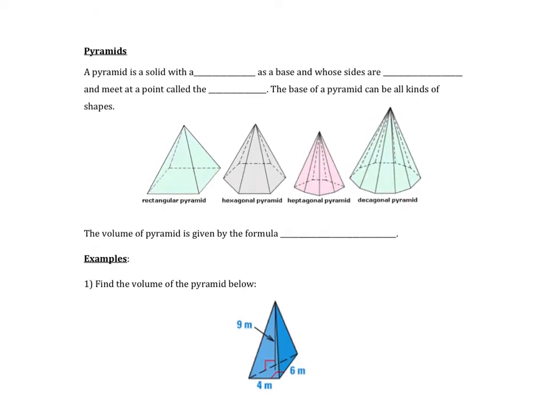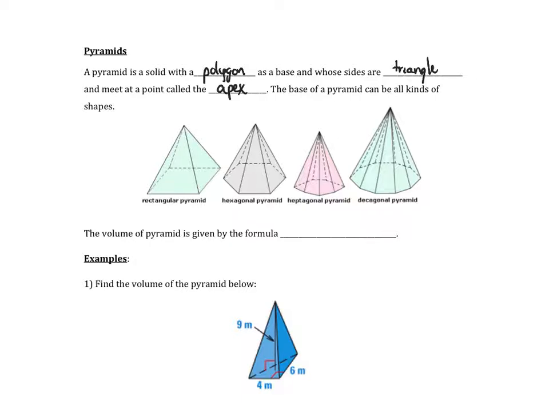Pyramids, okay. Pyramid, let's get into those. A pyramid is a solid with a polygon as a base and whose sides are triangles that meet at a point called the apex. You would have heard that in everyday life. The apex of something is like the top, right? And usually the apex in a pyramid would be the top of the pyramid, right?